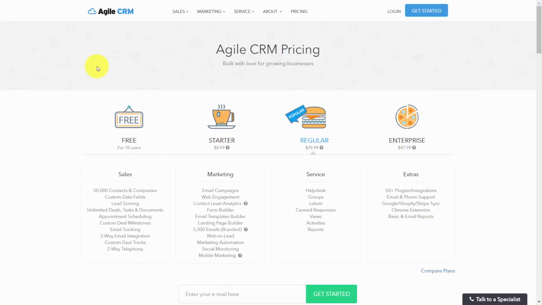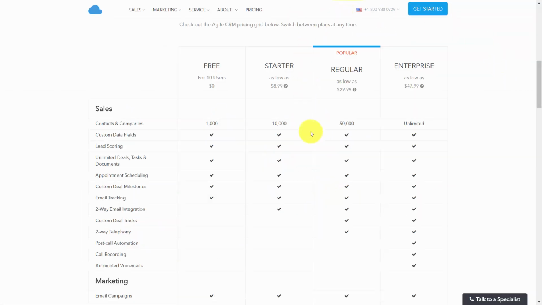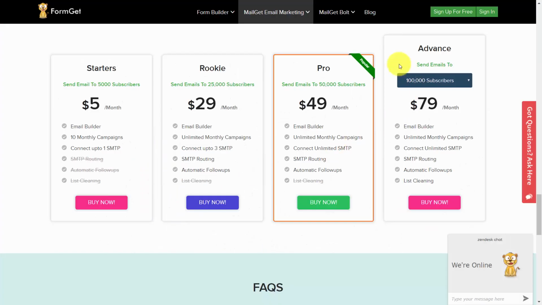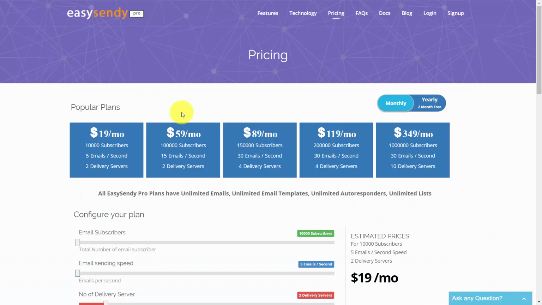Welcome back. You are now looking at Agile CRM, and this is one of the systems that connect with Amazon SES. And once again, we're looking at the pricing schedule, and you'll notice that at the $29.99 level, the number of subscribers that you would have available to you would be 50,000. Email Octopus for 50,000 subscribers, the cost is $39 a month, and for FormGet it is $49 a month. For EasySendE Pro, it's $59 a month for 100,000 subscribers.